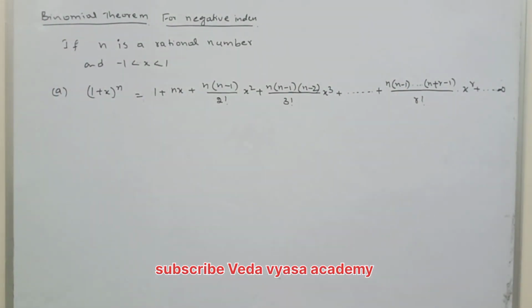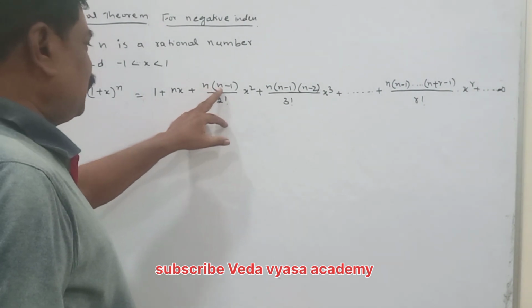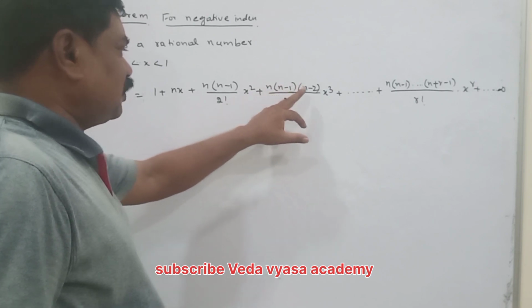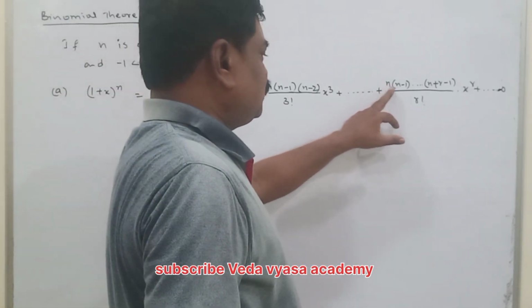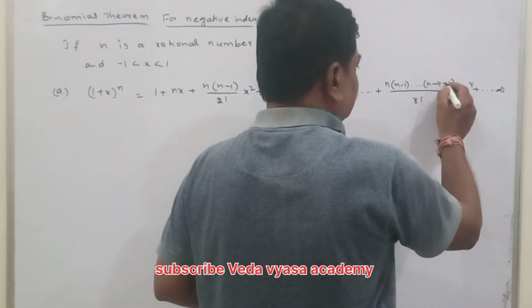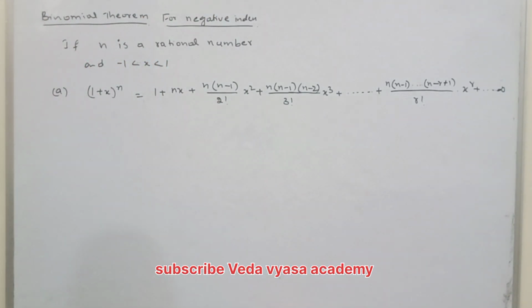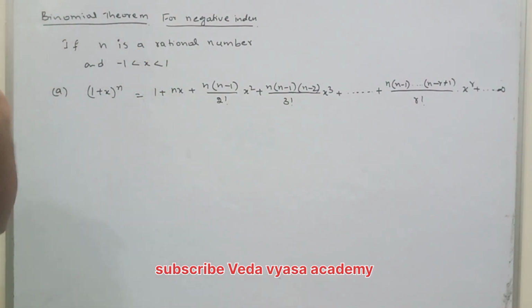Here (1 + x)^n = 1 + nx + n(n − 1)/2! x² + n(n − 1)(n − 2)/3! x³ + and so on + n(n − 1) and so on (n − r + 1)/r! x^r + and so on up to infinity, where minus 1 less than x less than 1. n is a rational number.